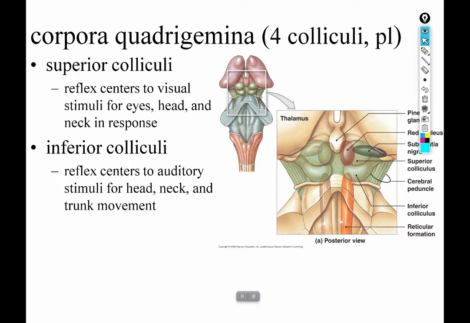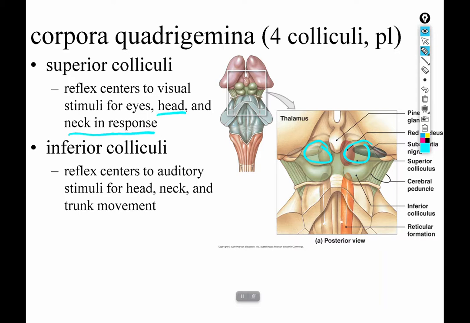So there's four twins, two per side, and there's a superior and an inferior colliculus on each side. So the superior colliculus, so let's here and here, is going to coordinate reflexes that respond to visual stimuli, and specifically your head and neck responses to those visual stimuli.